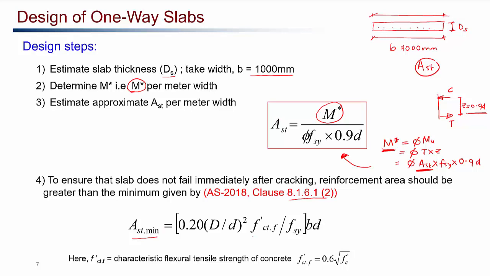In this equation, F'ct.f is the characteristic flexural tensile strength of the concrete, which can be obtained based on the compressive strength of the concrete. Now, once we calculate and provide the area of reinforcement, we need to check whether that area should be at least greater than the minimum area required as prescribed in 8.1.6.1.